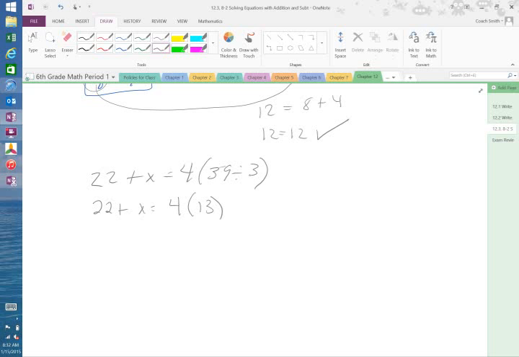Correct. We're going to multiply 4 times 13. So we have 22 plus x, once again, stays the same. What is 4 times 13? 52.